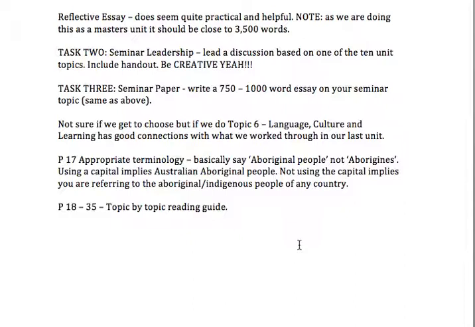Culture and language are inextricably connected. But as we go through with the textbook and the reader, I'll summarise those topic by topic.